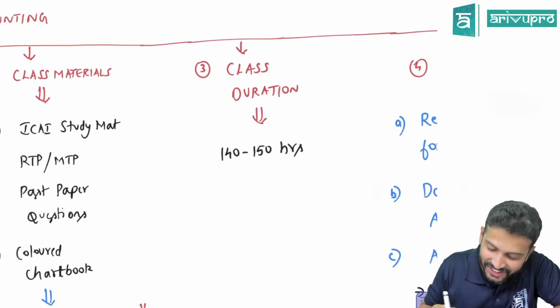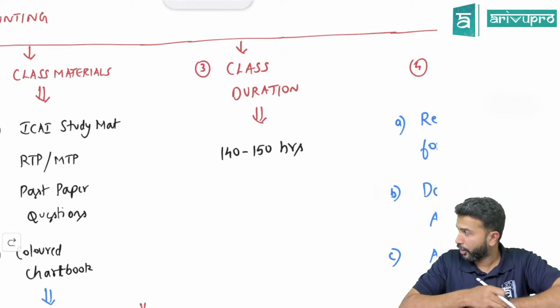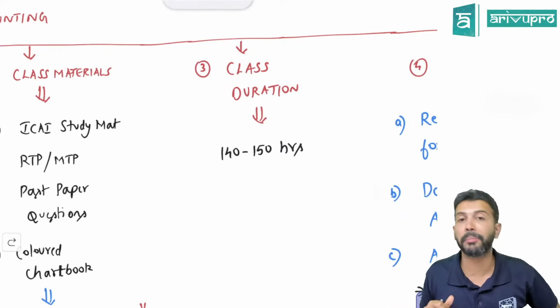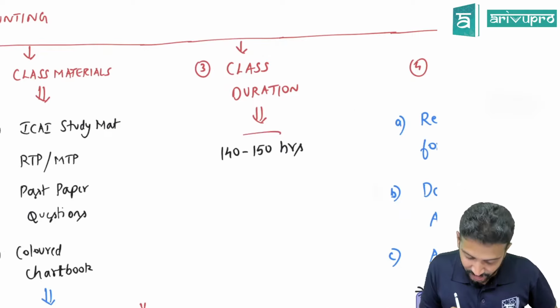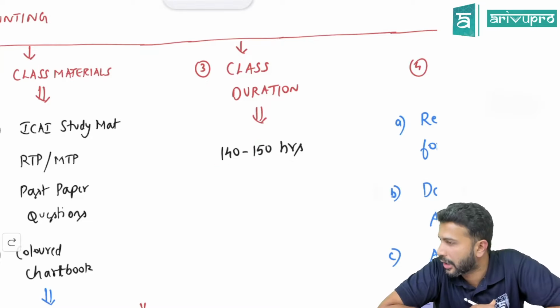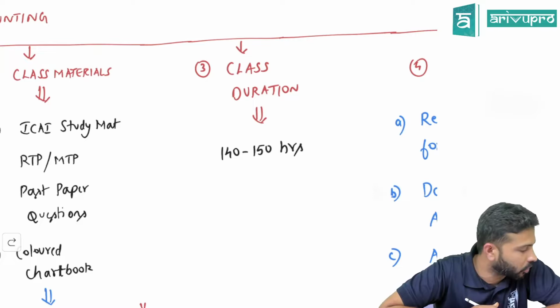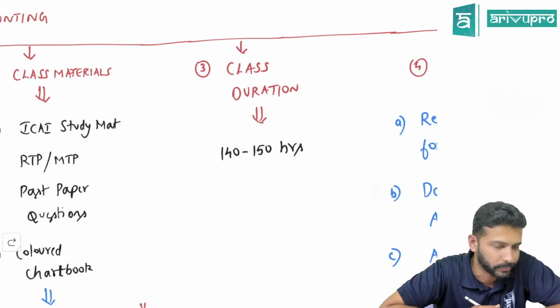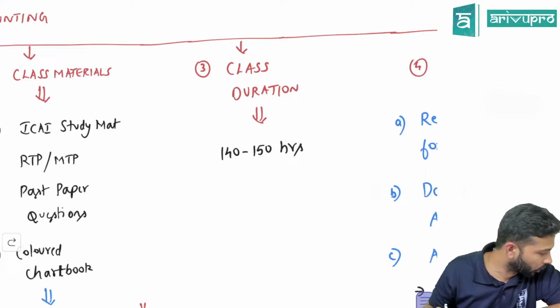Right, next: sir, how long should we see you? Roughly you have to see me for 140 to 150 hours. I'm giving you an approximate number; it could be plus or minus 10 hours here and there. So that's the ballpark duration of the course.